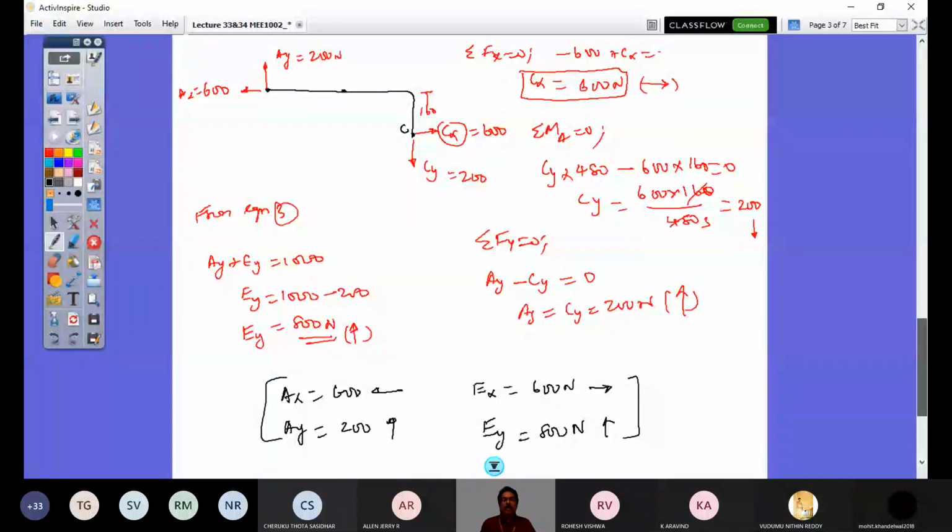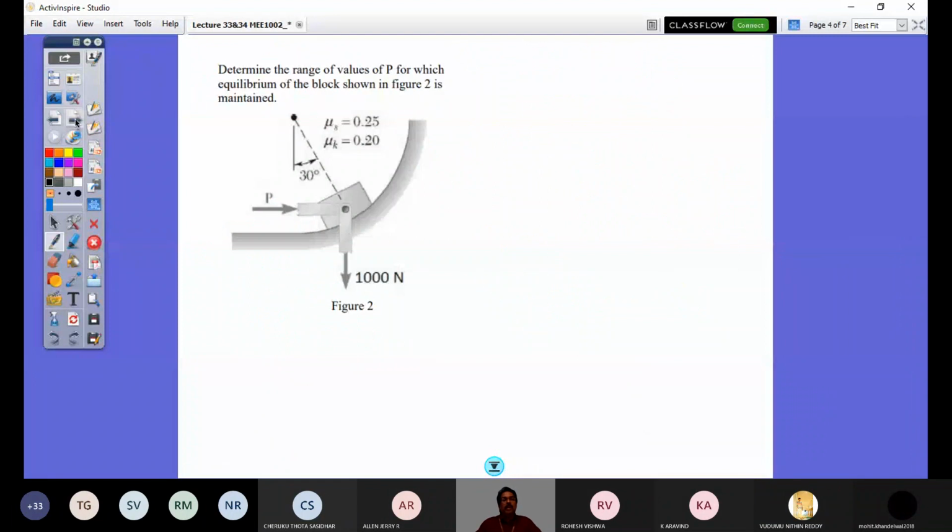And then getting back to this problem here, again, this is a very simple problem. We have solved block on slope, but here it is a curved surface. But you should not worry about this. This surface is not a very smooth surface. It is characterized by mu s value 0.25. And in case force P is not there, this would be accelerating down on this, so you would use mu k. But the problem here is you are asked to determine the range of value of P for which equilibrium of the block is maintained.